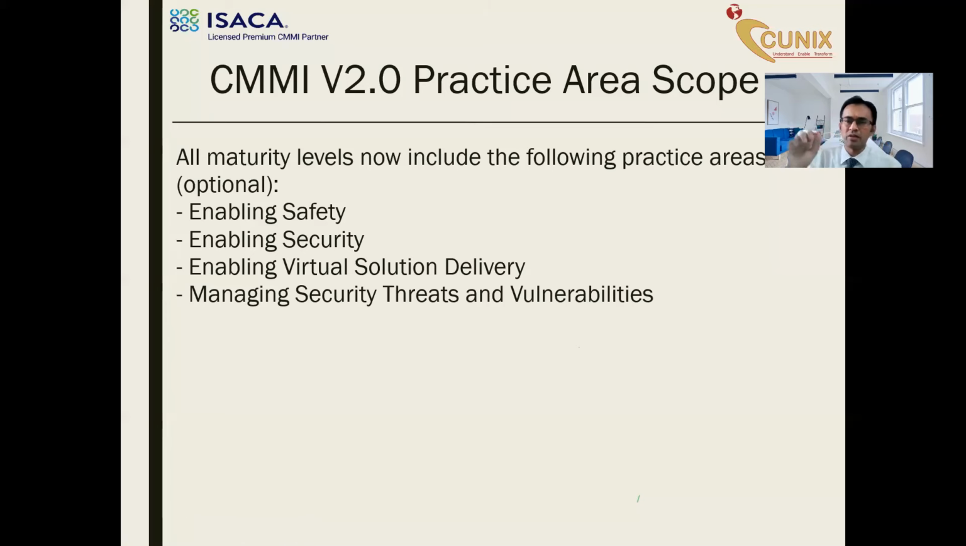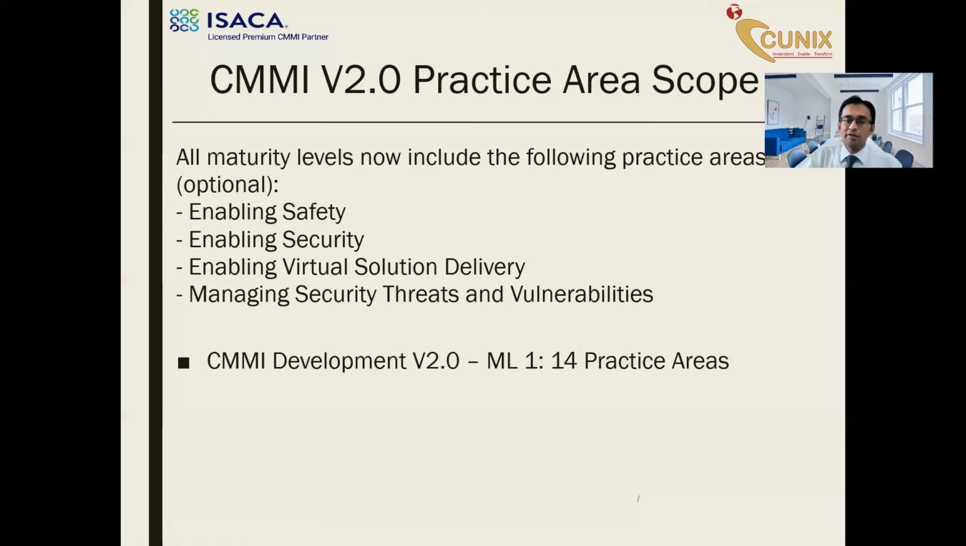Let's look at the core ones, the main practice areas. Again, CMMI for development, right? So let's say that you're assessing yourself for maturity level 1. Now, there is nothing like maturity level 1 as far as appraisals are concerned, but now CMMI recognizes that even maturity level 1 is a level. So it means reactive processes, but with something that you are doing. So it also has 14 practice areas. Out of that, the 4 are the optional ones. So the main ones are 10. So even if it's level 1, it's 10 practice areas that you take care of.